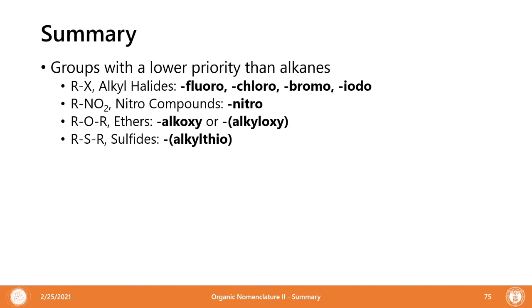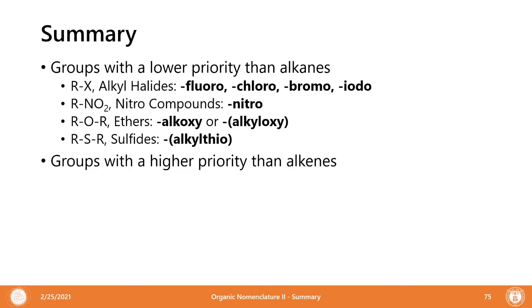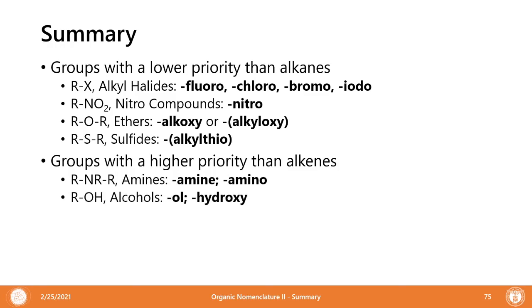We also learned to name groups with a higher priority than the alkenes and alkynes. Particularly, we learned about amines, which use amine for the parent and amino for the substituent, alcohols, which use ol for the parent and hydroxy for the substituent, and thiols, which use thiol for the parent and sulfanyl for the substituent.